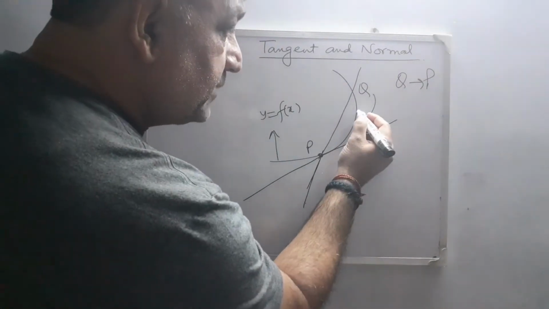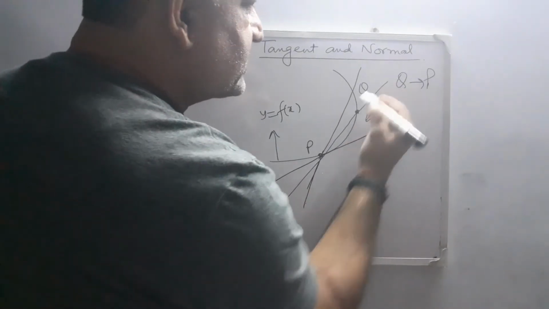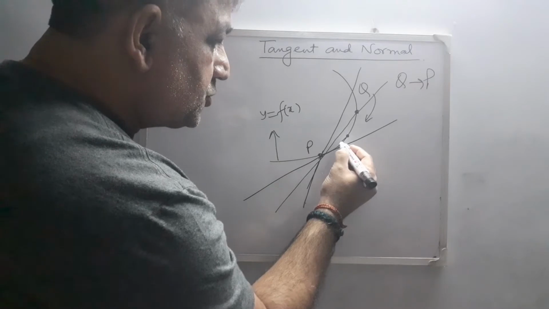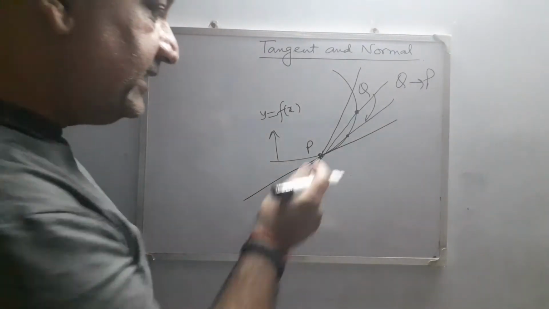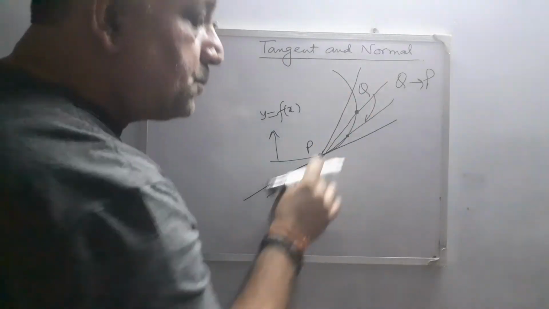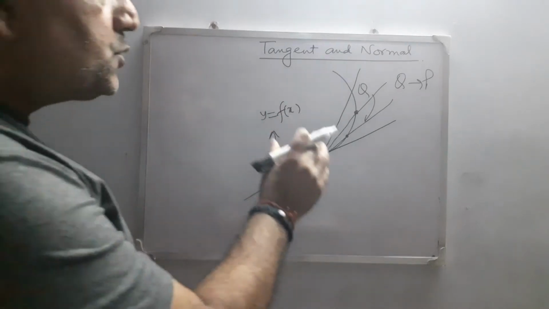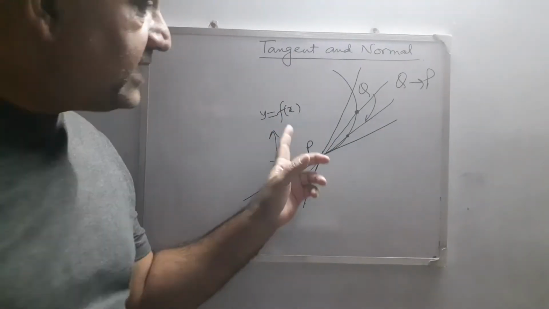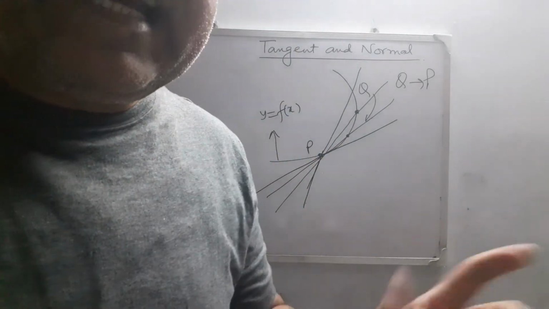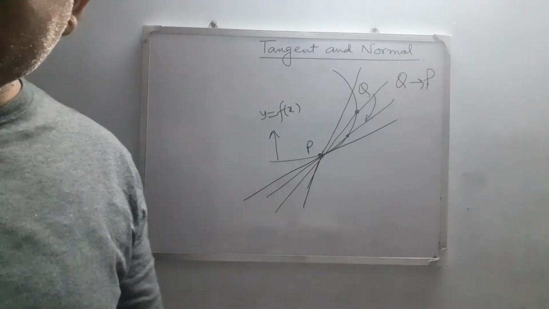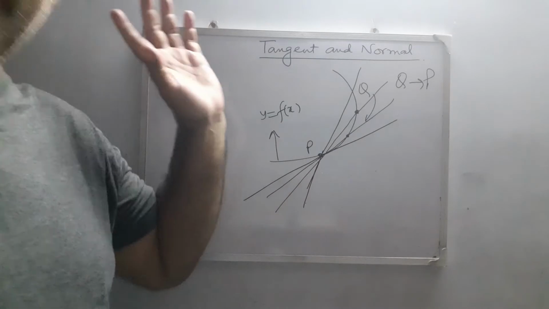Suppose the second position of Q is here, then the position of secant will be like this. If Q is here, then the position of secant is like this. As soon as this Q tends to P, then this secant PQ becomes a tangent to the curve. So this is the actual definition of tangent. A tangent is a line which cuts a curve at 2 coincident points, and these 2 points are coincident, means they are in limiting form. Q tends to P.